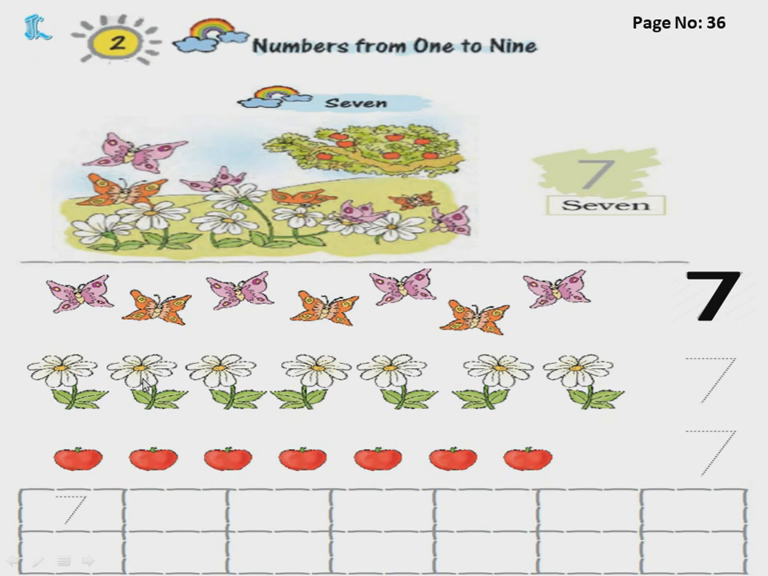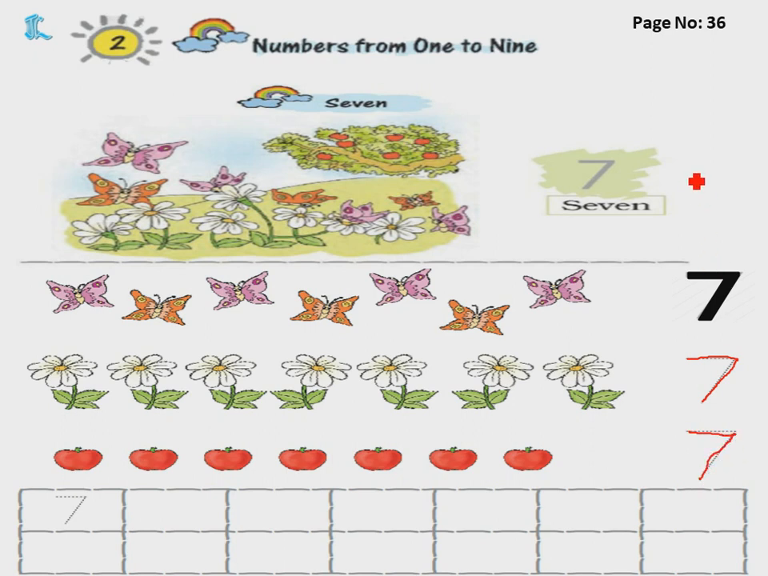Flowers. 1, 2, 3, 4, 5, 6, 7. Apples. 1, 2, 3, 4, 5, 6, 7. So all objects, what is the quantity? 7. And how to write 7? First we will write a sleeping line and then a slanting line. Then again a sleeping line, then slanting line.